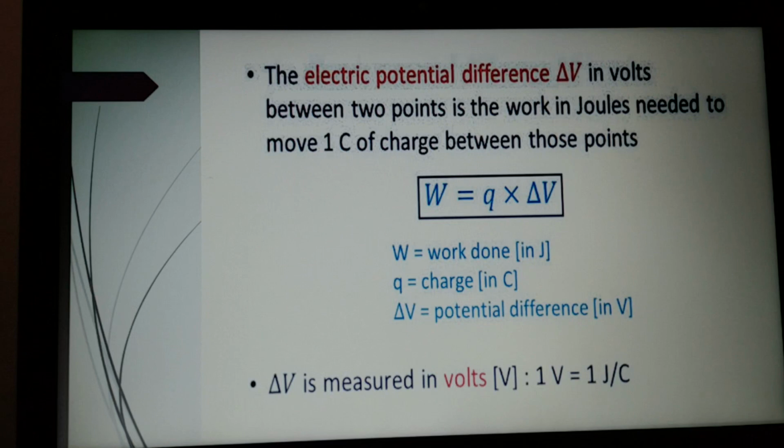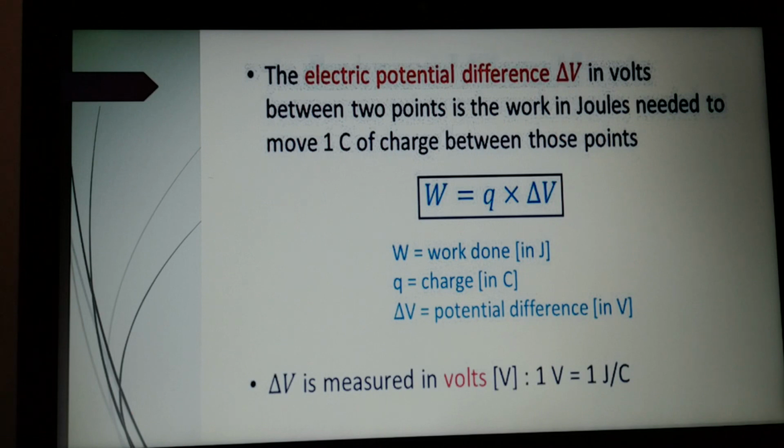Okay, from that equation you can write W is equal to Q into delta V. What is W? W is the total work done to move Q amount of charge between 2 points which are having a potential difference delta V. Is it clear? We have 2 points. They should have a potential difference delta V, and between those 2 points you are moving a charge Q. For that, W amount of work is required. By the definition of work done, W is equal to Q into delta V.